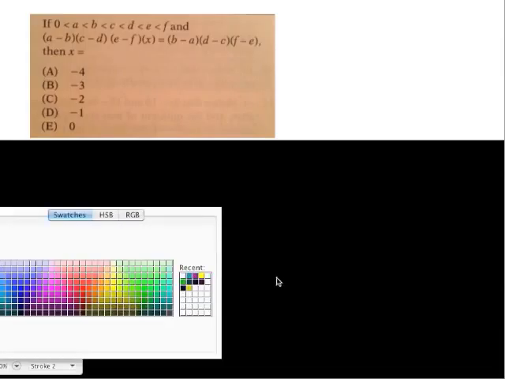Read this question. If 0 is less than A, less than B, less than C, less than D, less than E, which is less than F. So you want to stop reading right there and try to figure out what it really means. It's best to draw out what's written. It makes it a lot easier. So your 0 is here, and it looks like this is your A, B, C, D, E, and F.